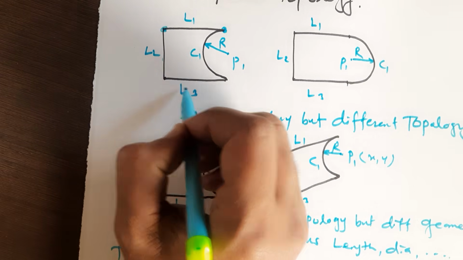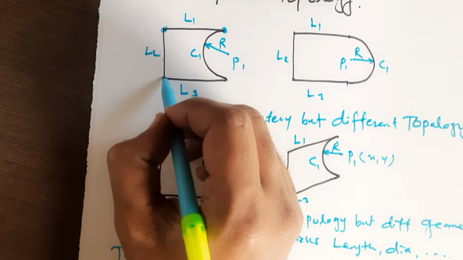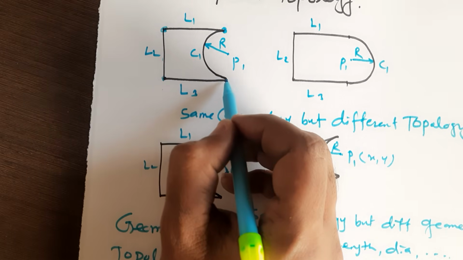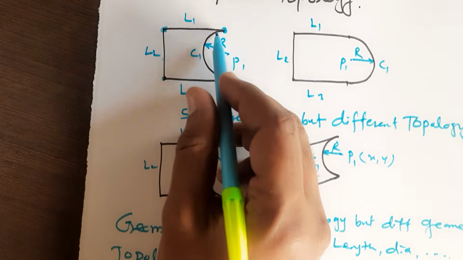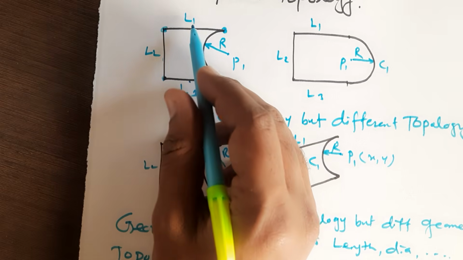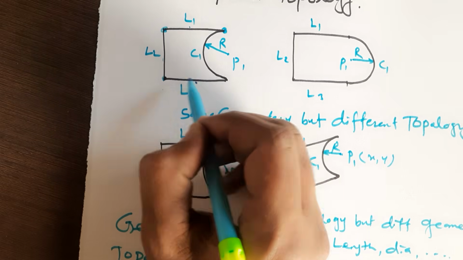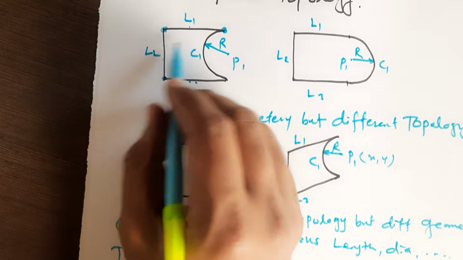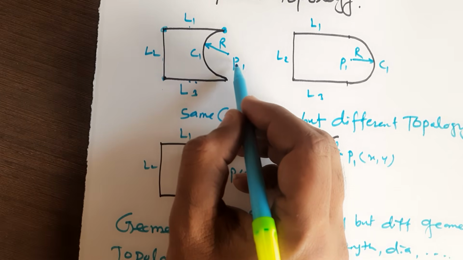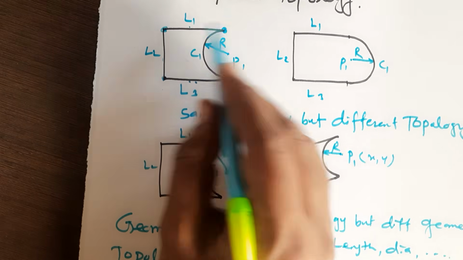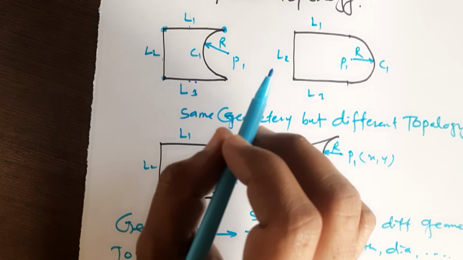L2 is sharing the vertex with L3 and L1. L3 is sharing vertex with C1 and L2. C1 is sharing vertex with L1 and L3. Okay, L1 and L3 are parallel. Okay, P1 is outside the geometry. So this is nothing but the topology.